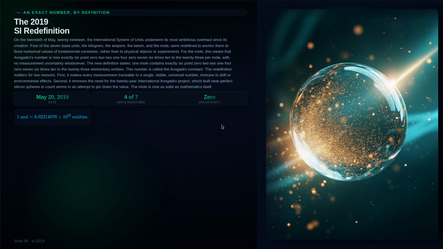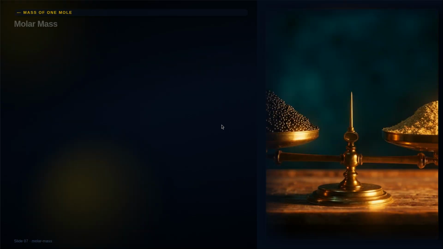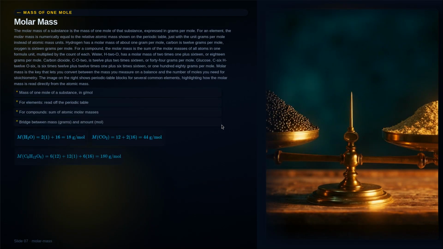The practical consequence is that any experiment anywhere in the world that counts particles can now be compared directly to a single, immutable number. The mole remains a counting unit, but its size is no longer tied to the mass of a carbon-12 atom, though for ordinary laboratory work, the two definitions agree to better than 1 part in a billion.